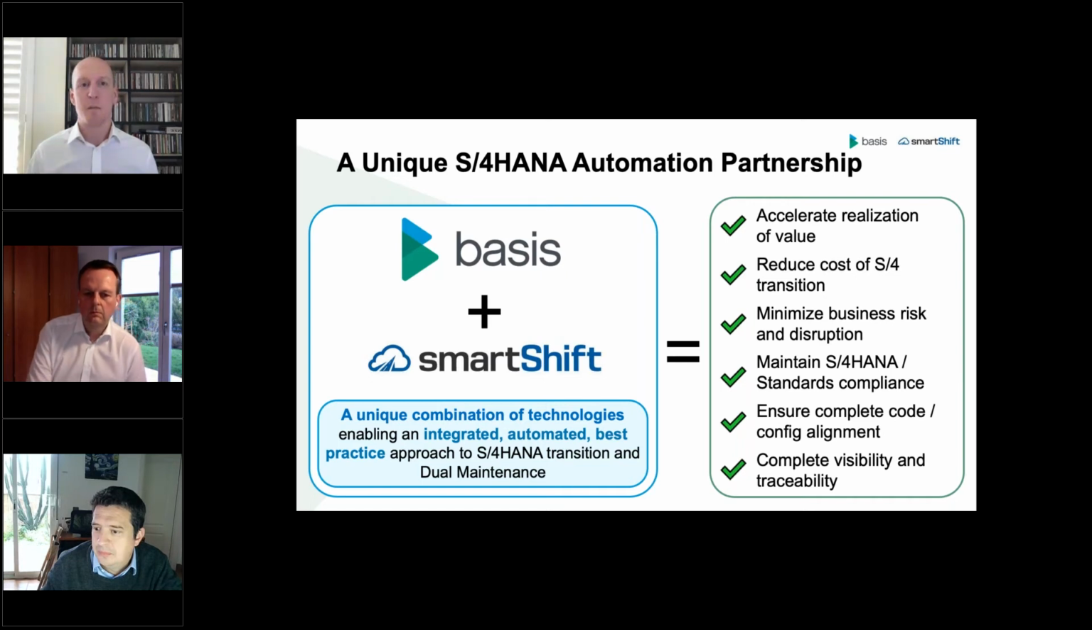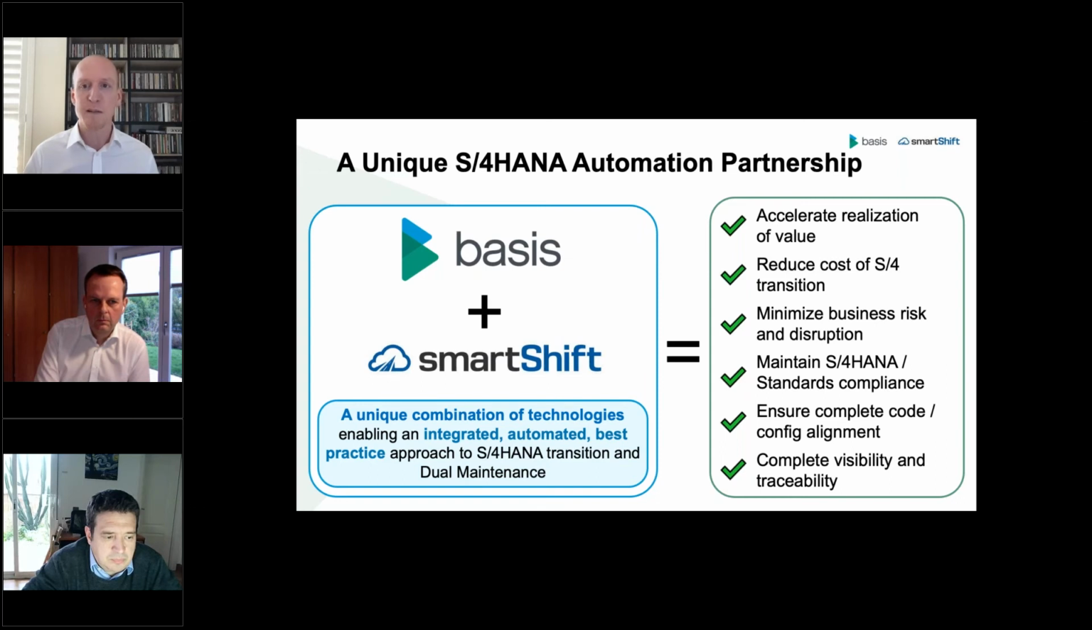So we have this combined and integrated solution that both David and Arndt have mentioned that really helps us to minimize that manual effort, minimize risk and business disruption, increase the visibility, traceability, governance that you need, and realize value more quickly as you move to S/4HANA.